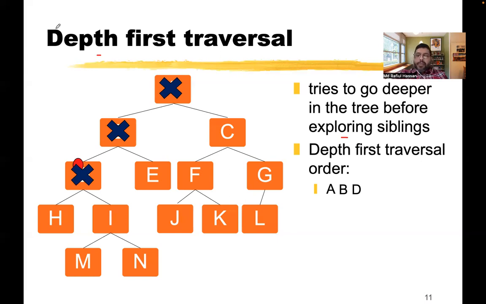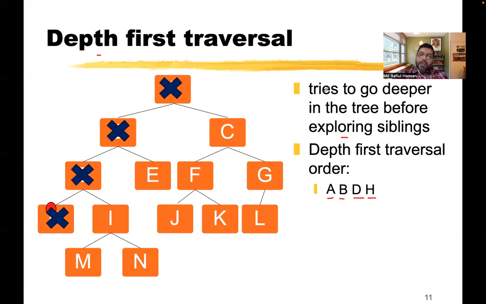Then I will go to the right. So from here we'll go to the H. And as you can see, as soon as we are visiting one node, I'm putting the letter here. So we have already traversed A, B, D, H. Then there is no left child here for this H.